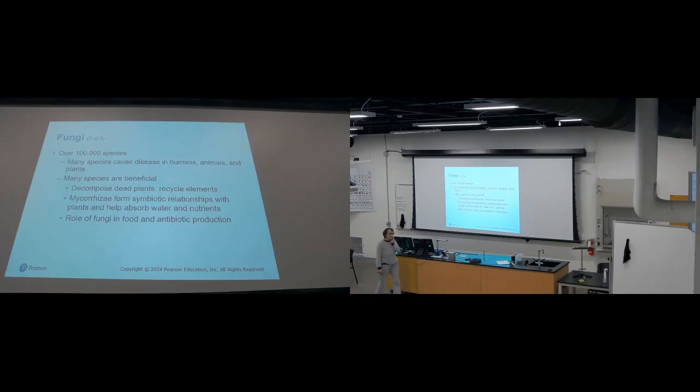We have over 100,000 species of fungi, and many of these cause disease in humans, animals, and plants. However, we have many species that are beneficial because they help to recycle materials that decay, like plants. And then we have a type of fungi called mycorrhizae, located in the environment, like in rocks, and they form a symbiotic relationship with plants. It helps the plants to absorb water and nutrients while the fungus is protected.